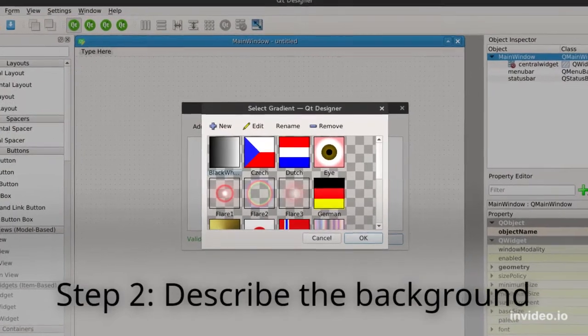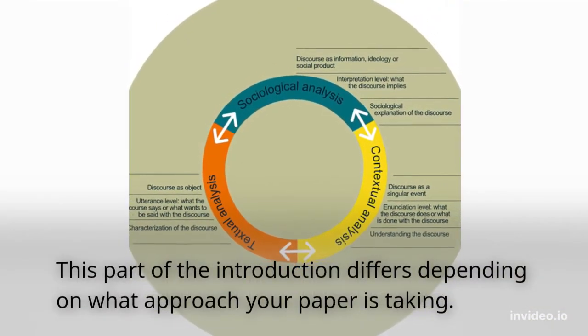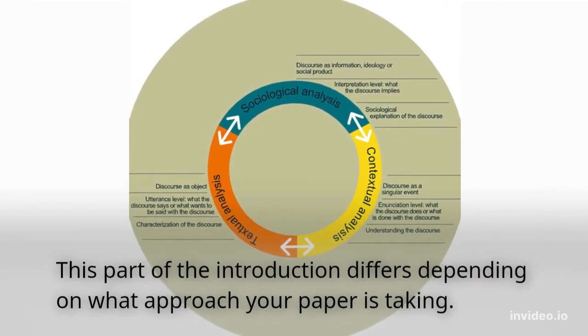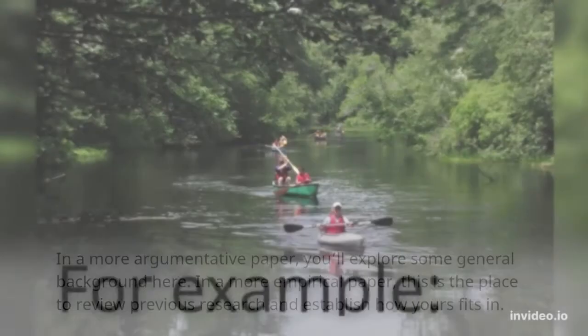Step 2. Describe the background. This part of the introduction differs depending on what approach your paper is taking. In a more argumentative paper, you'll explore some general background here. In a more empirical paper, this is the place to review previous research and establish how yours fits in.